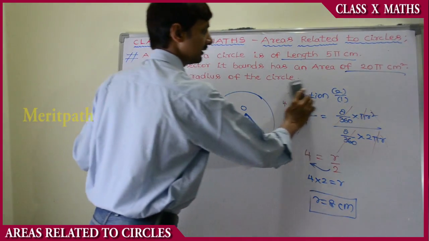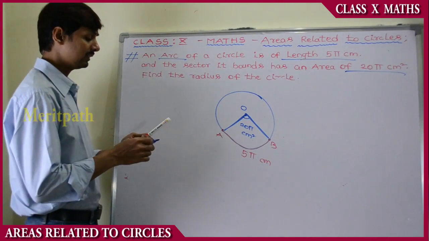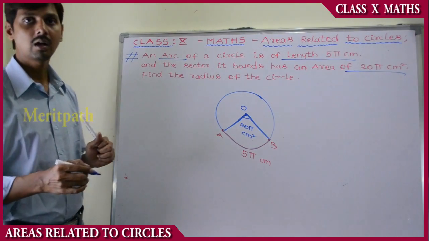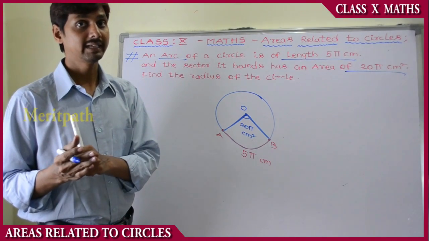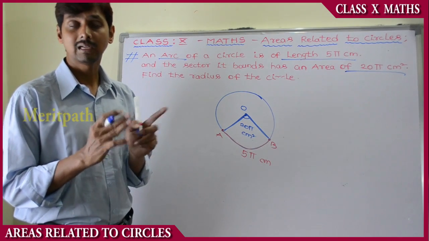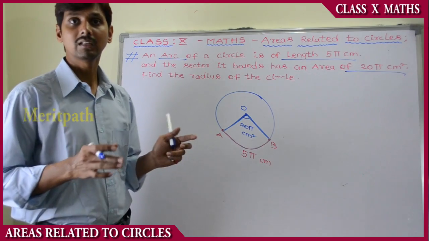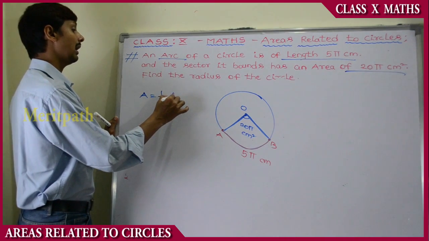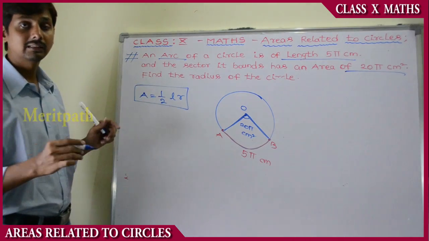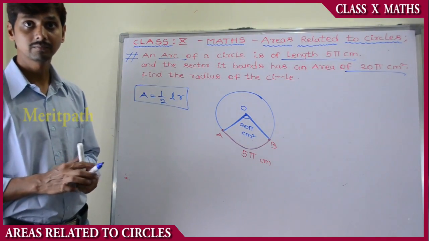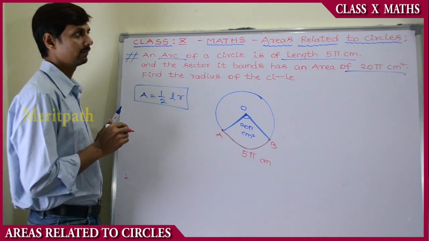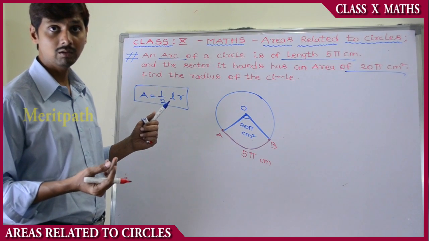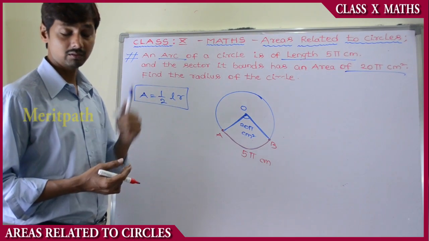This problem can also be solved by another method. We can use the formula A equals half into the length of an arc into the radius. So the relation between area and length of an arc is A equals half LR, where L is the length of the arc and R is the radius of the circle. We can use this formula to find the radius of the circle.